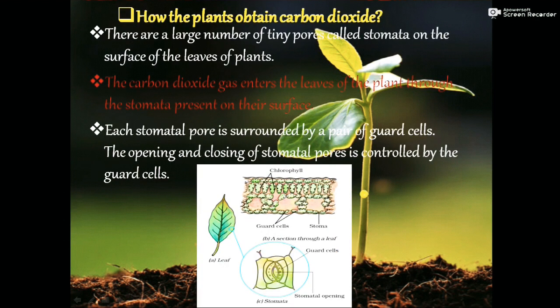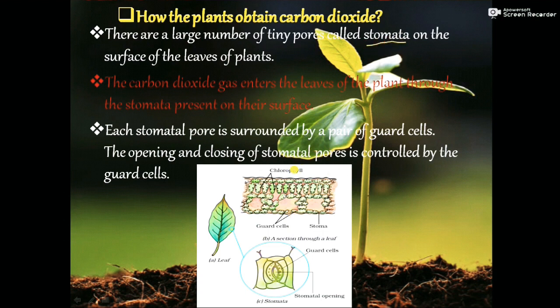Let's learn about how the plant obtain carbon dioxide. The carbon dioxide gas present in environment. So plant have to obtain carbon dioxide from environment. For that reason, plant have a large number of tiny pores on the surface of the leaf called stomata. The carbon dioxide gas enter through this stomata.